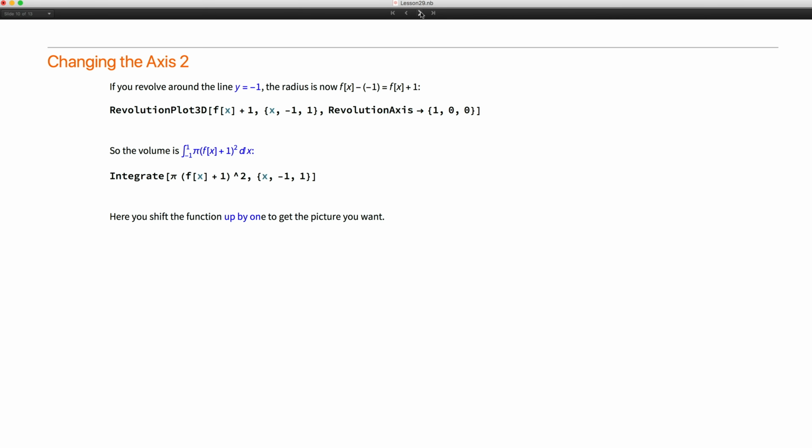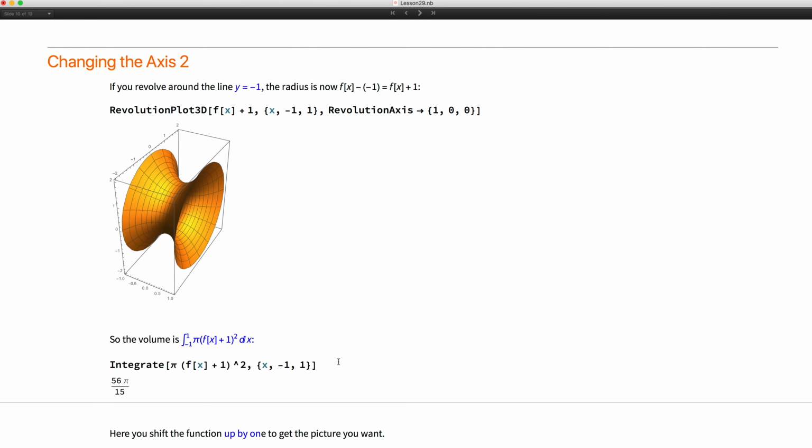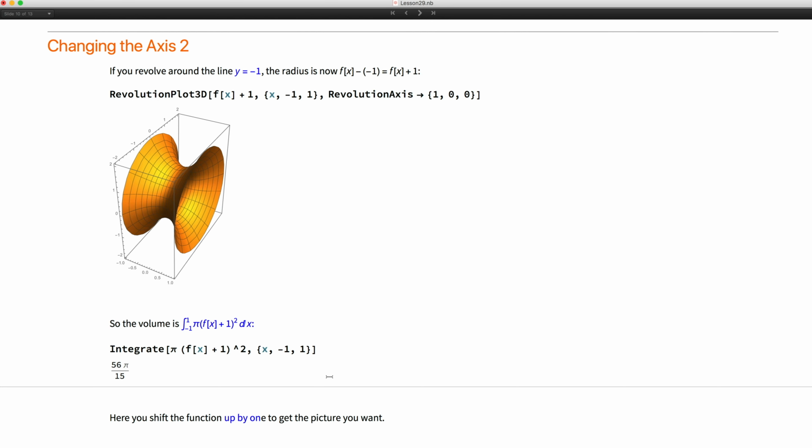Similarly, if you want to find, let's say, the volume obtained by revolving around the line y equal to -1, then you add a 1. So here's the picture. Again, work out the volume with an integral, and you get back the answer. So basically shift the function up by 1 in this case.